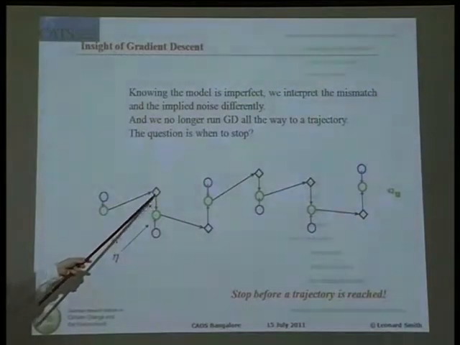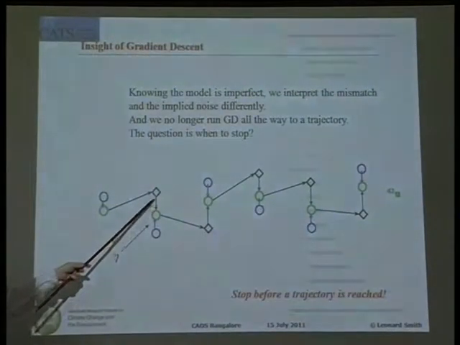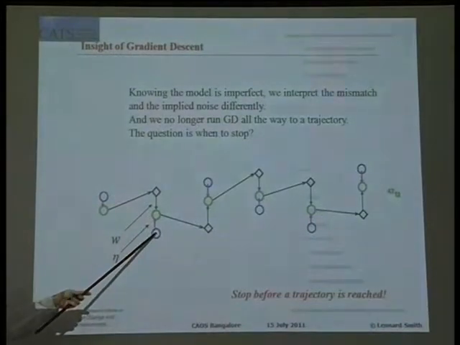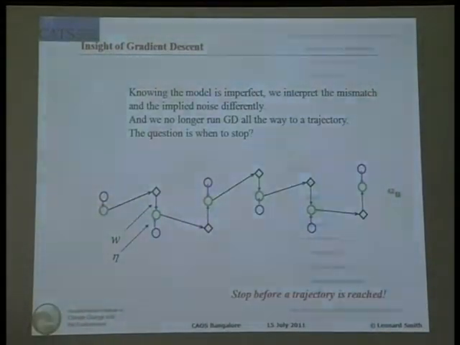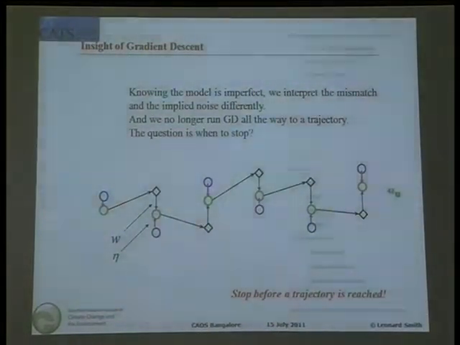We don't expect the imperfection errors to be zero either. So we expect some imperfection error, and we actually expect this point to be some distance from the original observation. We need to know, in that case, when do we stop, right? When do we stop the gradient descent?